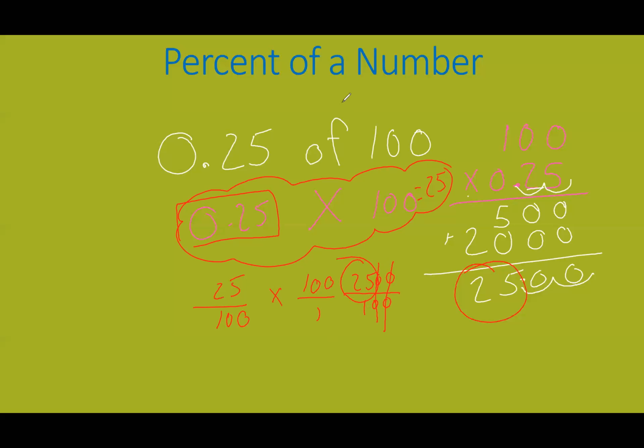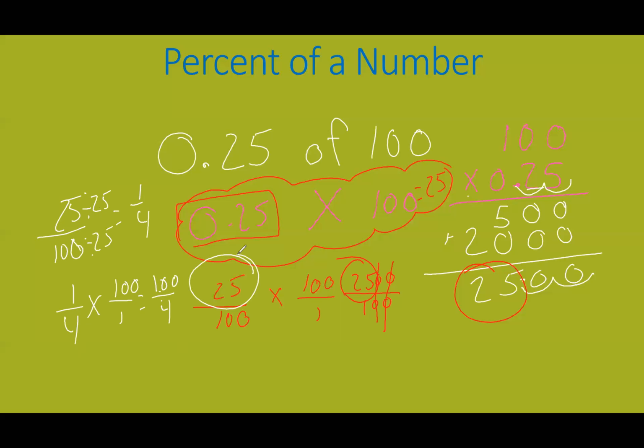I can do it yet another way, because I know that 25 hundredths can be reduced by 25. 25 divided by 25 is 1, and this is 4. So look how much easier it's going to be now. 1/4 times 100, well, hello, that's 100 over 4. That's 100 divided by 4. And we know 100 divided by 4 is yet again 25. So all of these different strategies that we could use to get the same answer.